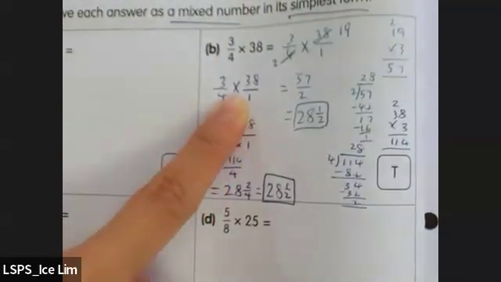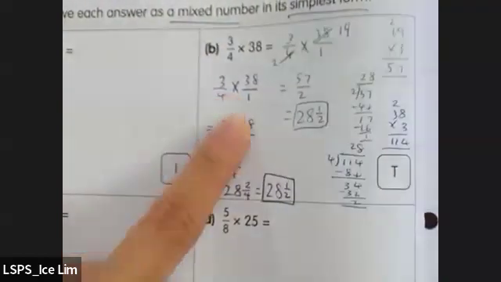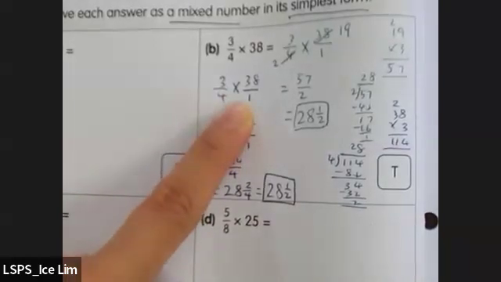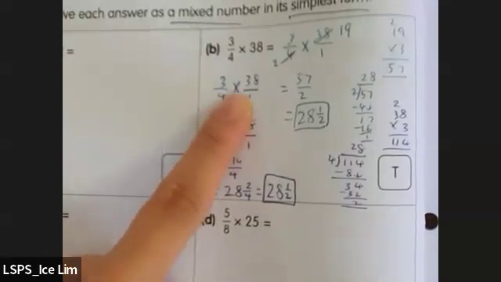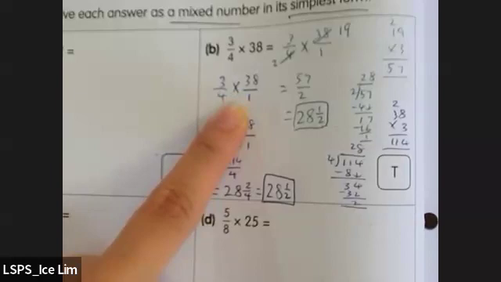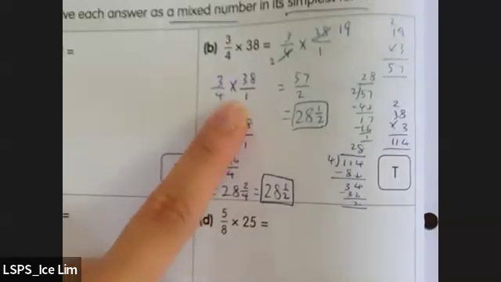38 wholes. So 38 divided by 1 is 38 wholes. To be able to remember it easily, I'll put it as 38 over 1. The 1 is there, 38 divided by 1 is just 38. So it's 38 wholes. Okay?